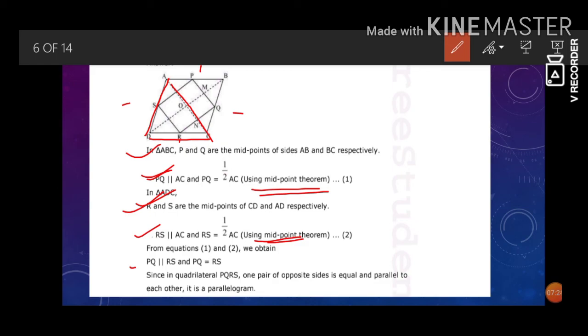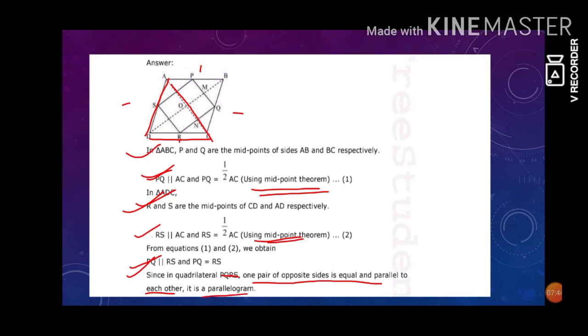is equal to RS. Since opposite sides are equal and parallel, we can say the quadrilateral PQRS is a parallelogram. So here in PQRS, one pair of opposite sides is equal and parallel to each other, so it is a parallelogram. Now we have got a quadrilateral which is a parallelogram.